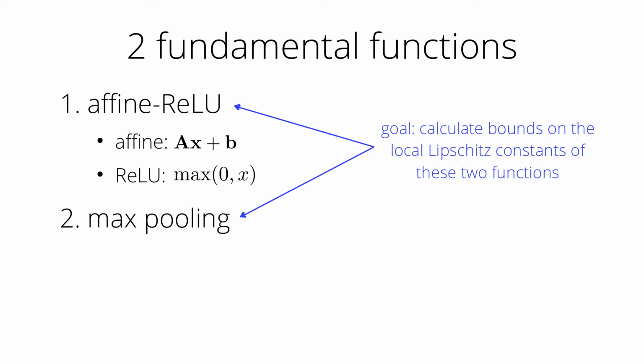So in this section, what we'll do is calculate bounds on the local Lipschitz constants of these 2 functions, and then once we do that, we can generate a bound on the local Lipschitz constant of the entire network.